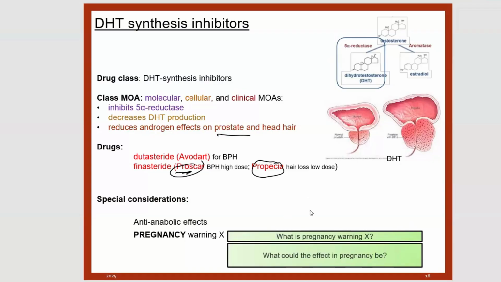Do you guys know the pregnancy warning X? Known to cause harm. Right, that's the pregnancy warning. For pharmacists who are pregnant, are you allowed to handle these pills? No. Women who could become pregnant are not even allowed to handle these pills. That concern is so high.